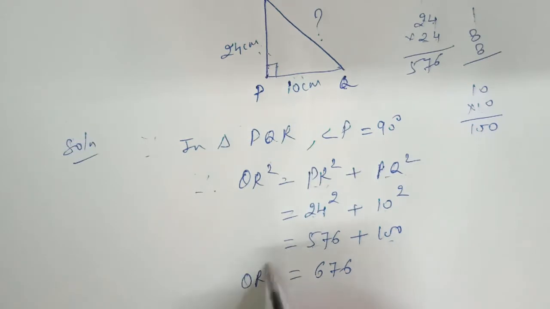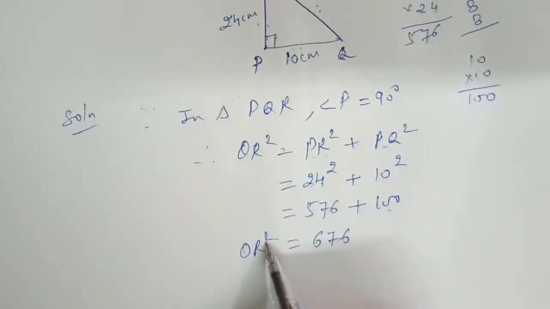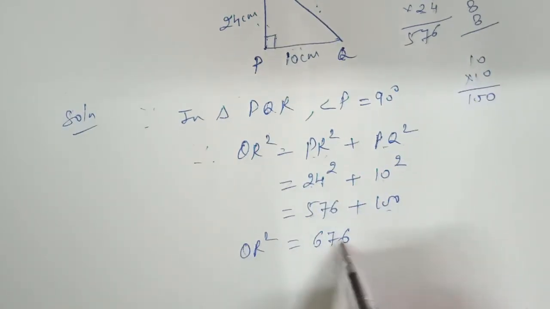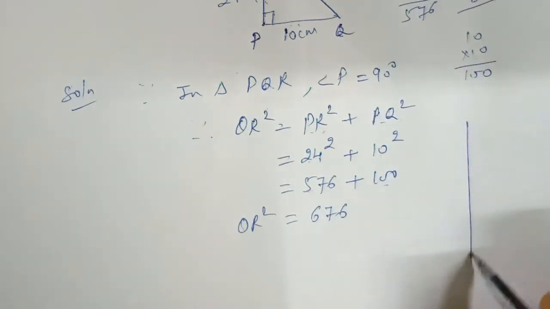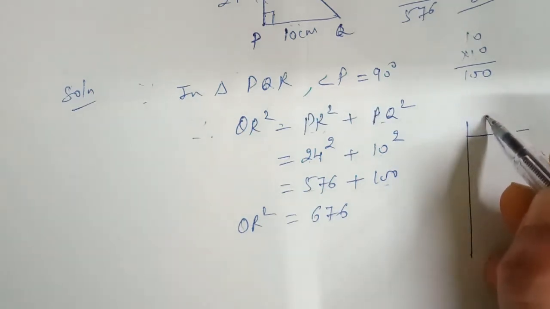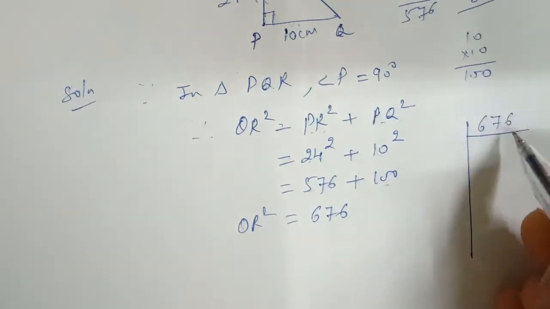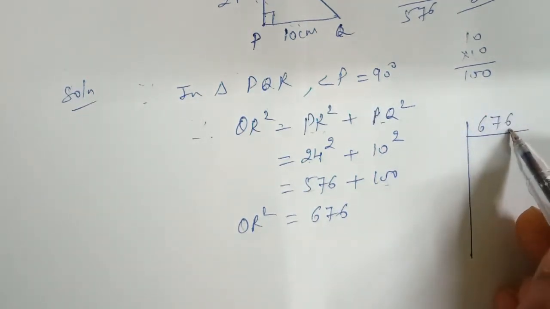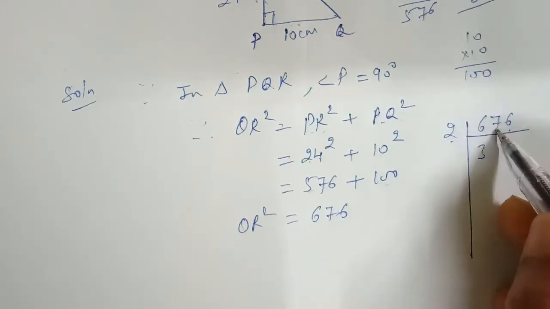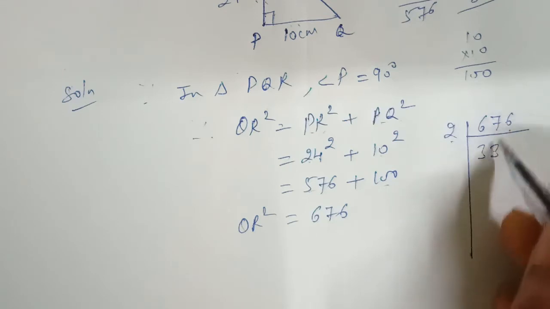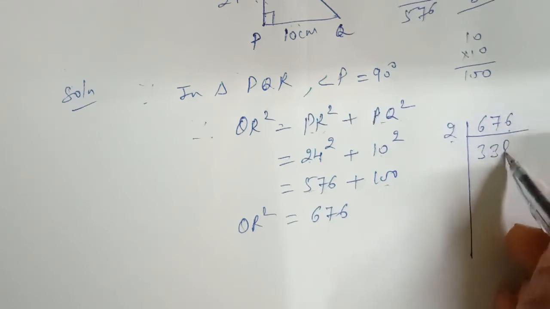Now you can observe here we have QR square and here we have 676. If we have to remove the square, it means we have to change 676 into the square of some number. So for that, let us first find the factors of 676. We are going to make the pair. At the last we have the number 6, so we are going to divide it by the table of 2. 2 3 6, then again 2 3 6, 1 is left, 16, 2 8 16.